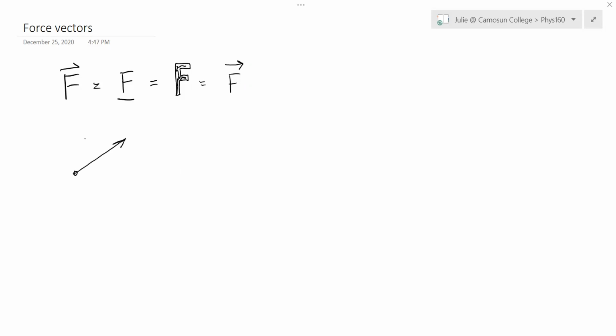So if we draw an arrow like that to represent this force vector, the tail is this end, the tip is this end. The tail is the point of application of the force. So if this were a muscle force, that would be the point on the bone where the muscle inserts.